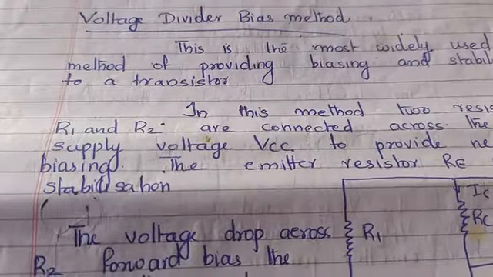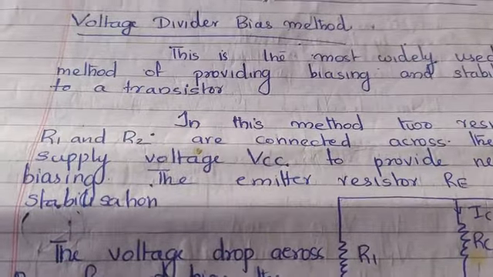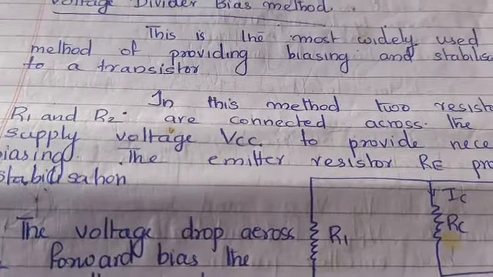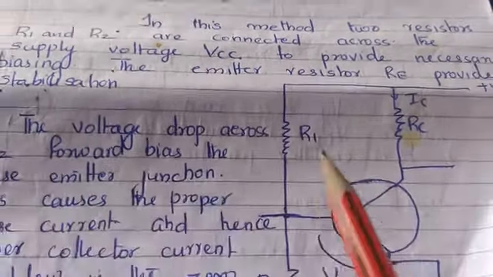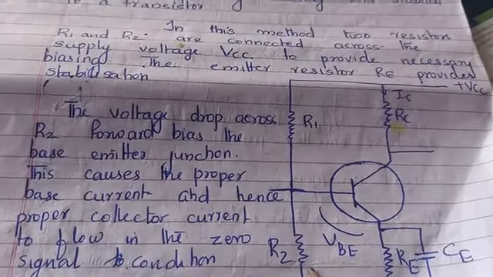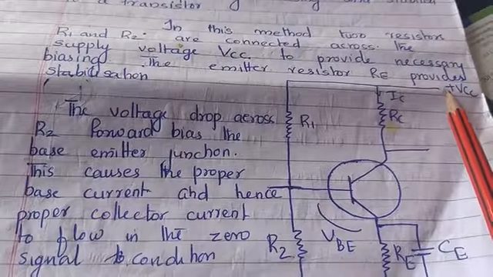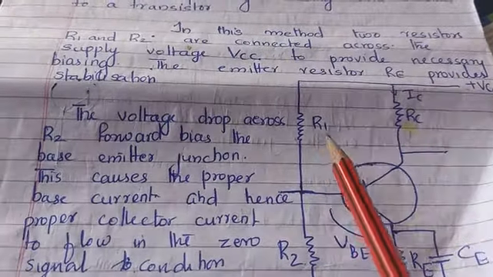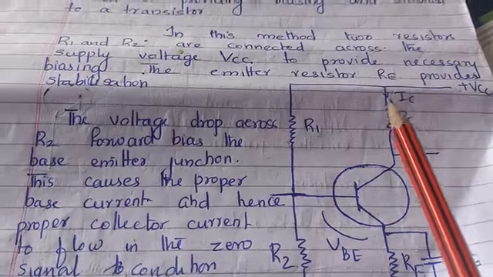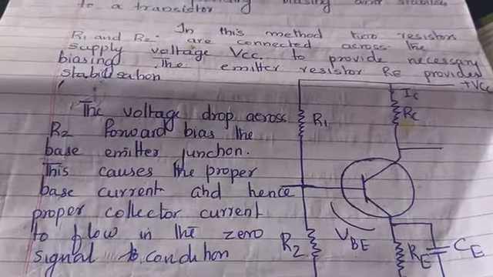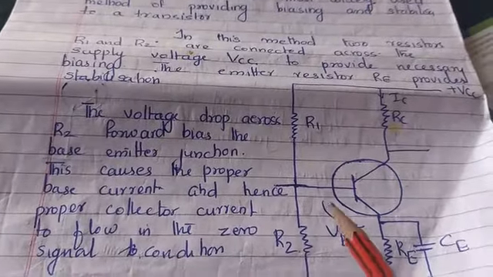Voltage divider bias method. This is the most widely used method for providing biasing and stabilization of a transistor. In this method, we are using two resistors R1 and R2, which are connected across the supply voltage VCC. This is the VCC to provide necessary biasing. The emitter resistor RE provides the necessary stabilization also. This is RE.